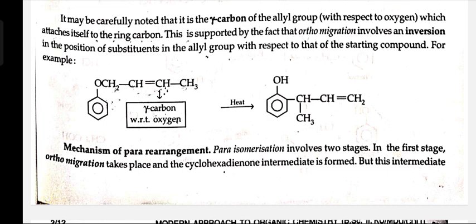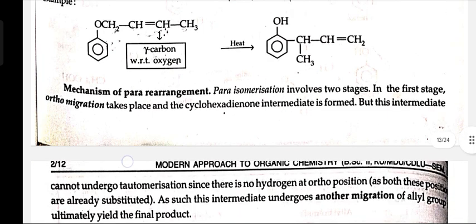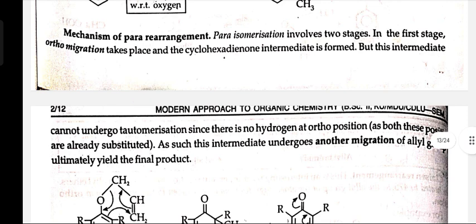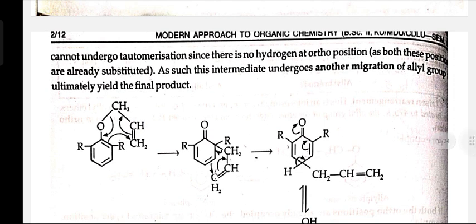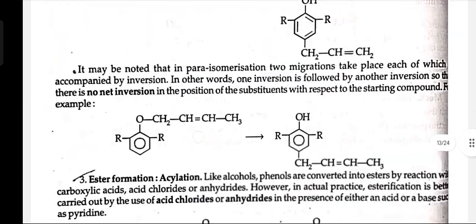Mechanism of the para rearrangement. Para isomerization involves two stages. In the first stage, the ortho migration takes place and the cyclohexadienone intermediate is formed, but this intermediate cannot undergo tautomerization since there is no hydrogen at the ortho positions. As such, this intermediate undergoes another migration of the allyl group, ultimately yielding the final product.